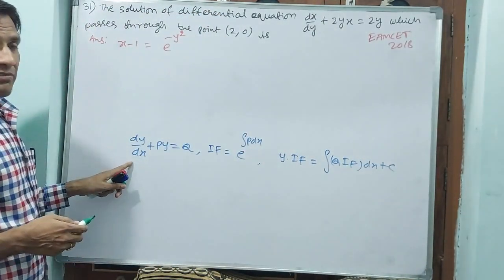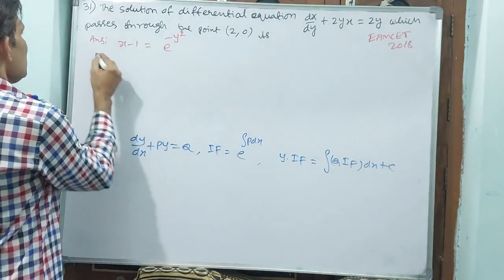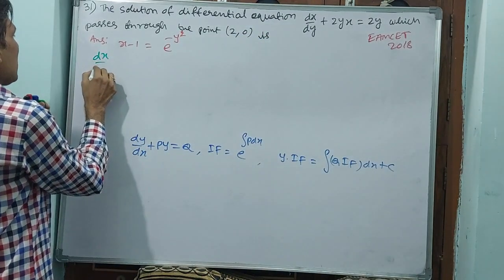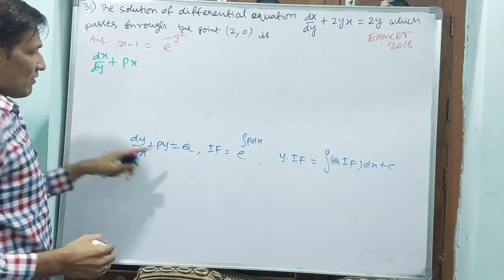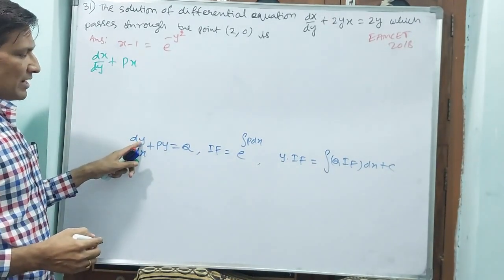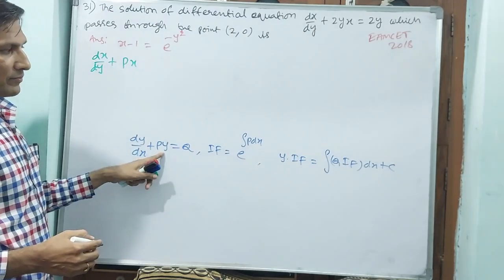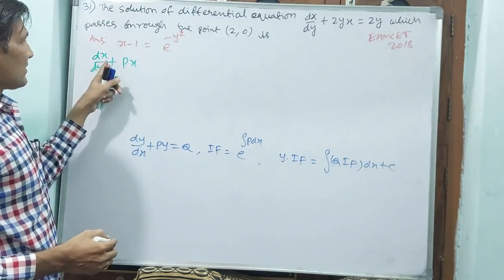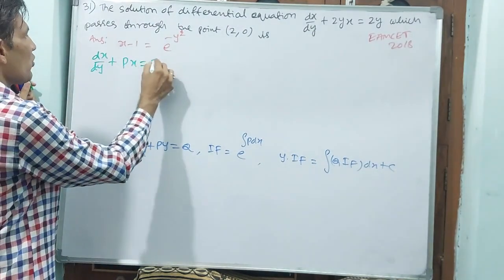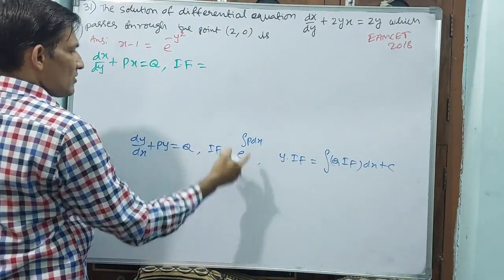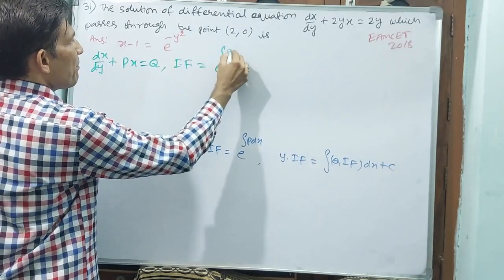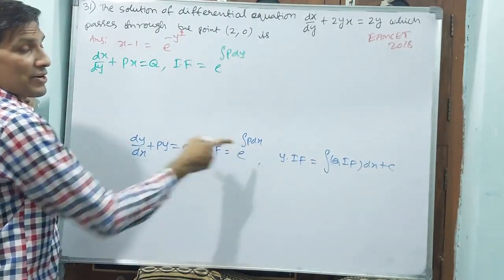Now I am not taking dy by dx. Why? Because dx by dy is there. See, dx by dy plus px. Why? Because when the numerator is y, here also y will come. But when x comes, x will come. That is equal to q. Then the integral factor is equal to e power integral p dy will come. dx will not come. Why?